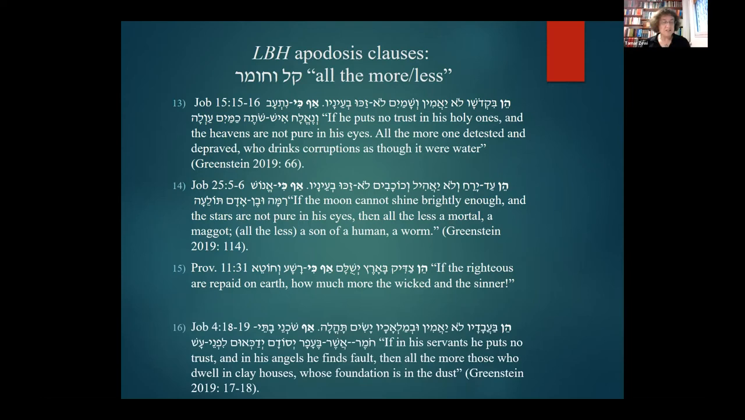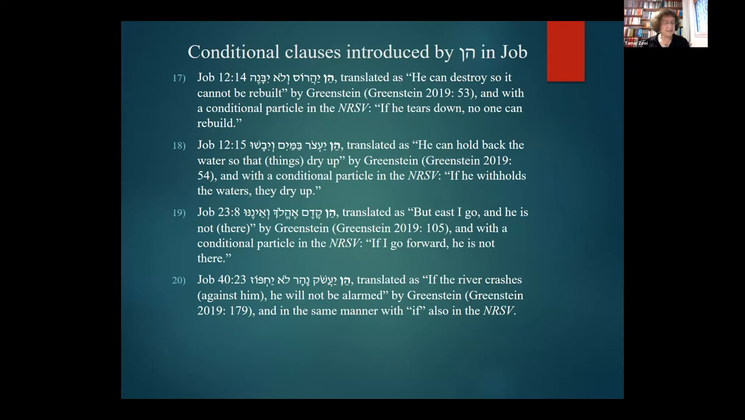Nevertheless, in Job, there are other conditional clauses introduced by hen. For example, 17, Job 12:14, hen yaharos velo yibane, translated as "he can destroy it so it cannot be rebuilt" by Greenstein, and with a conditional particle in the NRSV: "If he tears down, no one can rebuild."